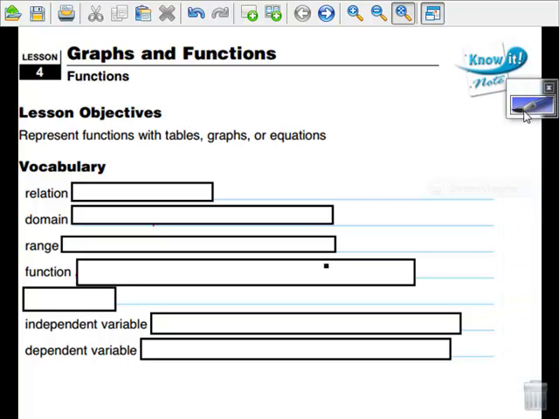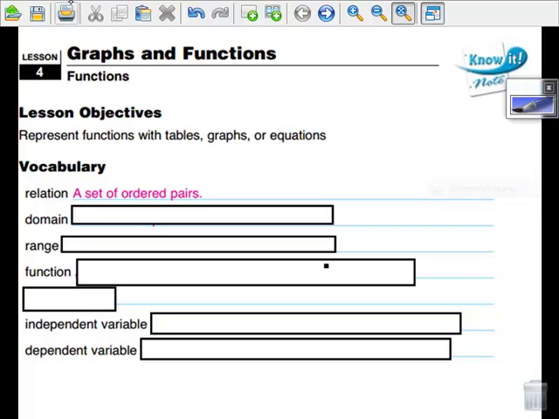Lesson 4 is graphs and functions. So our objectives are to represent functions with tables, graphs, or equations. So we have a bit of vocabulary here. The first one is a relation, and a relation is simply a set of ordered pairs.